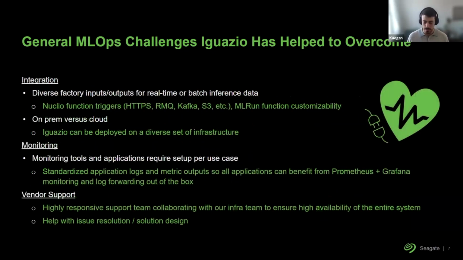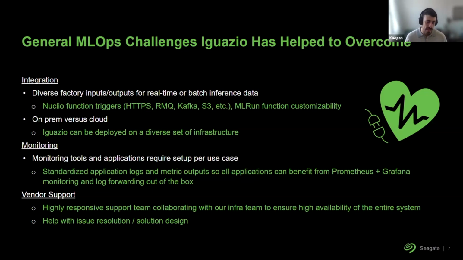Next would just be integration. So Seagate has been around for over 45 years. We're kind of a legacy manufacturing company. And what comes with that is a diverse set of technologies that are used across our factories. And that diversity brings with it complexity. And what Iguazio allows us to do is connect all of that, really. So we have a lot of diverse factory inputs and outputs for real-time or batch inferencing of data. And we have a lot of options for either connecting to them in real time or, anything that we need to customize, we can customize basically through a Nuclio function, through an MLRun function, et cetera.